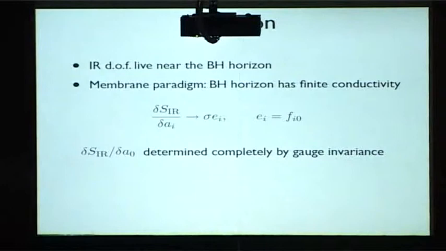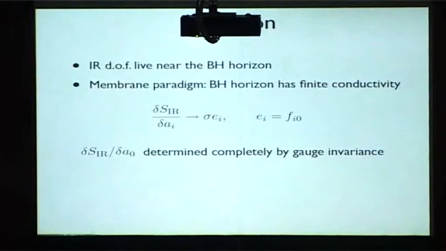Sorry, is this the same conductivity as the original boundary gauge field? Right now it is the conductivity of the horizon, which a priori does not have to be the same as the conductivity of the boundary theory. In this particular case they are the same, but in general it is not guaranteed that they would be the same. Can I ask a slightly more general question that I should have asked earlier?